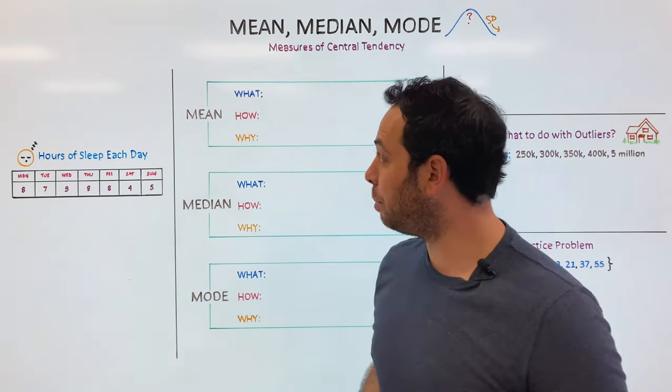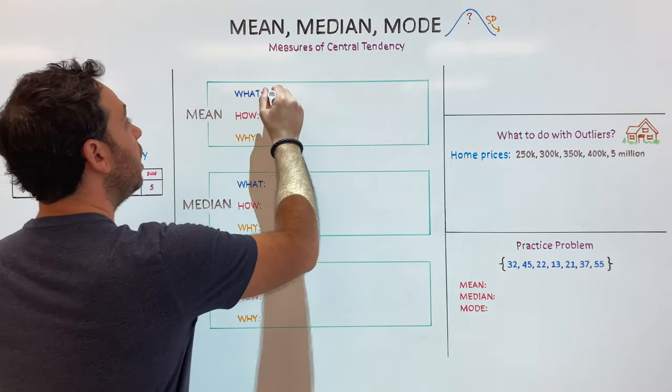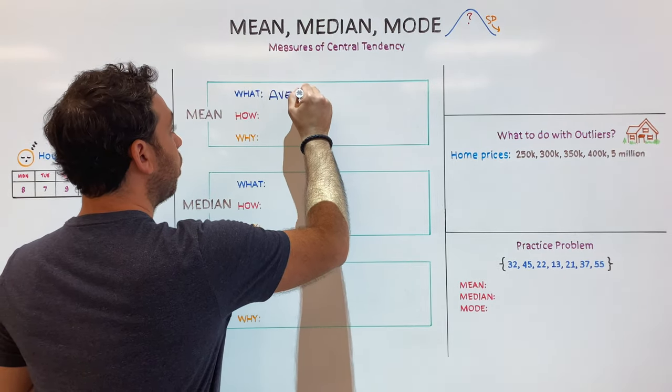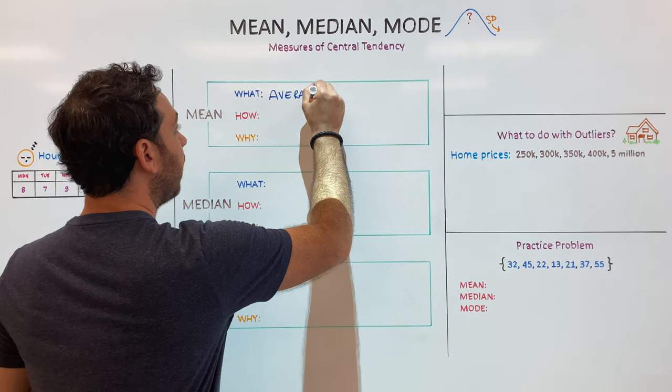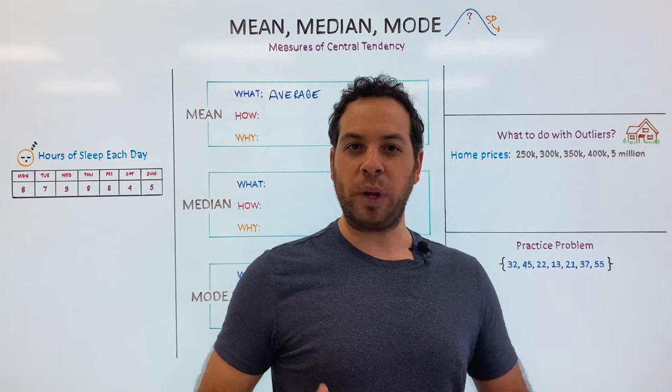So let's start with the mean, the what, the how, and the why. Let's start with the what. The mean is what we consider the average, or the arithmetic average, all right? This is probably the most common measure of central tendency that we use.